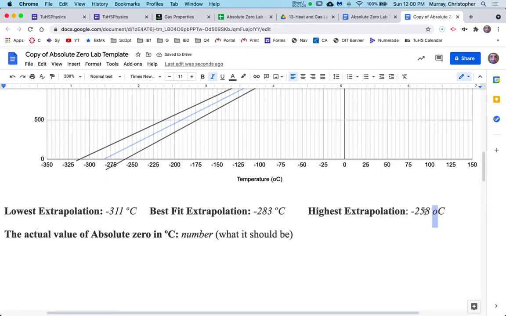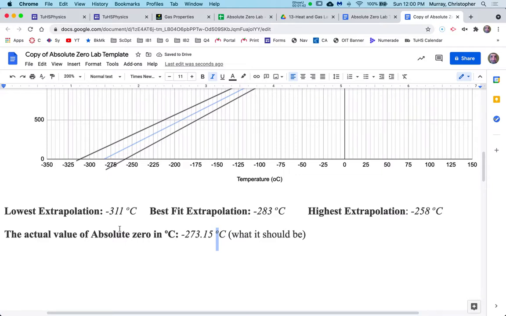All right, so there we go. And then what should it be? Well, you know, we kind of know the answer, right? This should be minus 273.15 degrees Celsius, right?